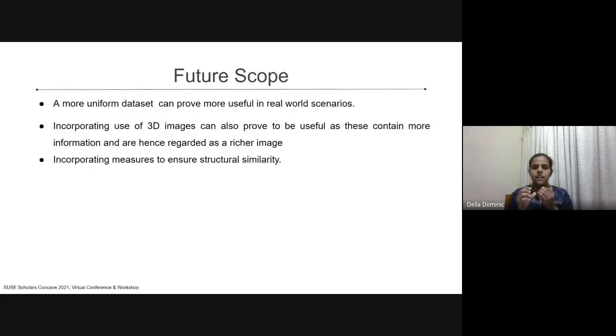For example, the MRI data sets that we collected consisted of different contrasts. We have T1 weighted contrast of MRI image, T2 weighted contrast of MRI image. So there was a lot of non-uniformity in the data set that also affected the performance of the model. So using a more uniform data set will improve the model, and also incorporating 3D images, that is different slices, voxel images, different slices of MRI images, can also improve the model to a large extent.